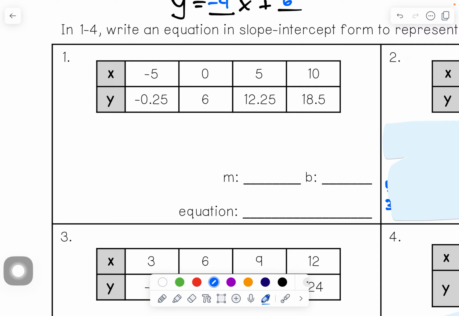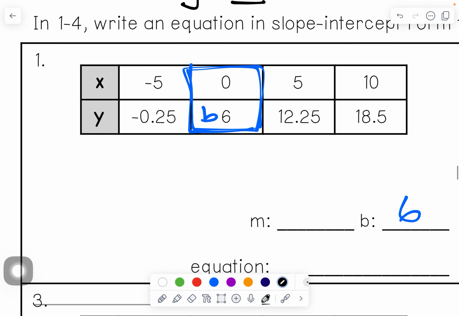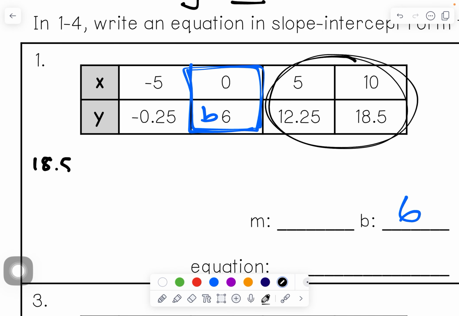Nothing's counting by ones, so I'm going to have to use the slope formula here for slope. But the one thing I could jump to right away is I could make this observation that I do have x equals 0, which means 6 is my b value. That's my b right there. However, for the slope formula, I'm going to have to actually calculate, because nothing's counted by ones. So I'm going to choose these two coordinates. I'm going to do y minus y, so that's 18.5 minus 12.25, and x minus x on the bottom, so that's going to be 10 minus 5.